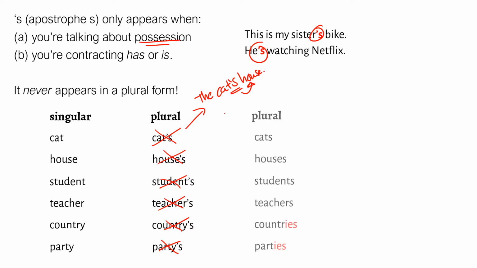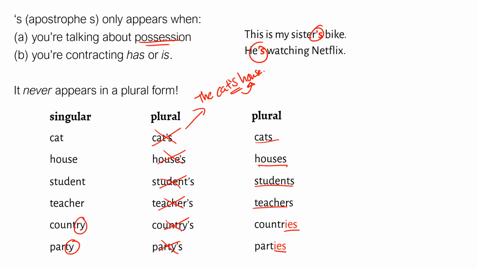If you want to give the correct plural form, we simply eliminate the apostrophe, right? This is correct. Cats, houses, students, teachers. But mind this, country, the Y changes into this. Party, the Y changes into this as well. Okay? So that's something to look at as well, because this is also one of these so-called brugklas mistakes where it's not good for your results.